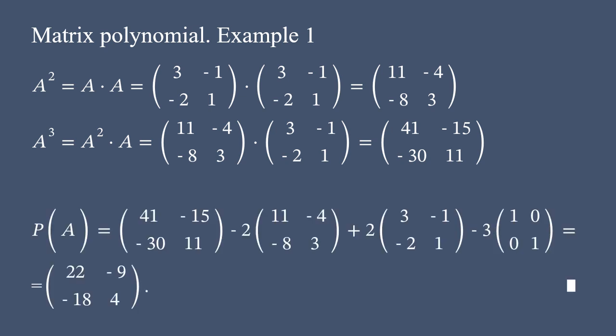Now, we are able to determine the value of matrix polynomial, by plugging the results we got. By performing the given operations with matrices, we eventually arrive at a final result, which is a matrix having elements, 22, -9, -18, and 4.